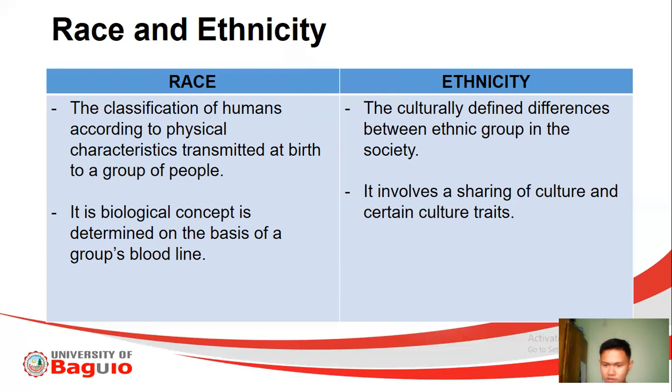However, when you say ethnicity, these are the culturally defined differences between ethnic groups in a society. It involves a sharing of culture and certain traits. So let's now compare. Earlier, when you say race, you're being classified based on your own physical characteristics. Maitim ka, maputi ka, or brown ang skin mo, black ang hair mo, you have blue eyes, matangos ang ilong or pango ang ilong. Those are race. You're being classified based on your physical characteristics.